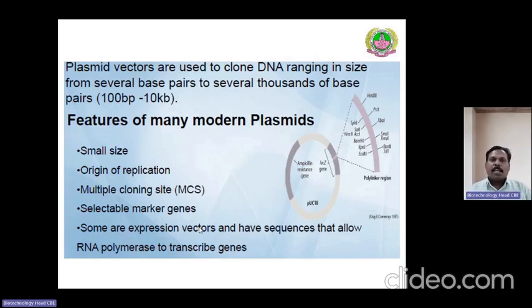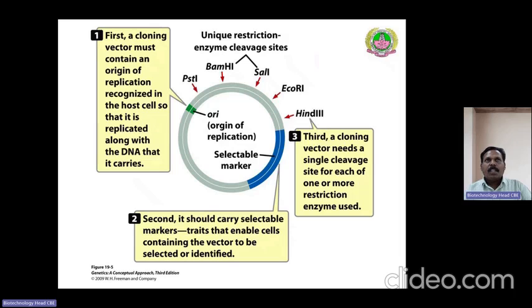And some are expression vectors. Plasmids can be deployed for expression purposes to produce the recombinant proteins of the cloned gene, and they have sequences that allow transcription of the foreign DNA by RNA polymerases, which can be translated to produce the foreign protein. Let's see the example of a typical plasmid with three basic features.